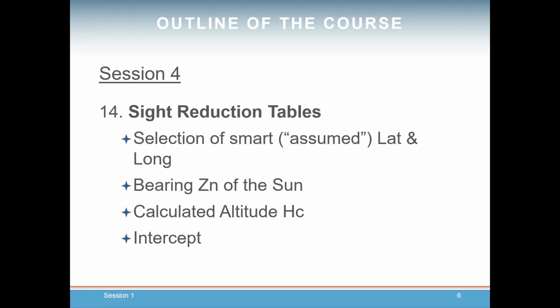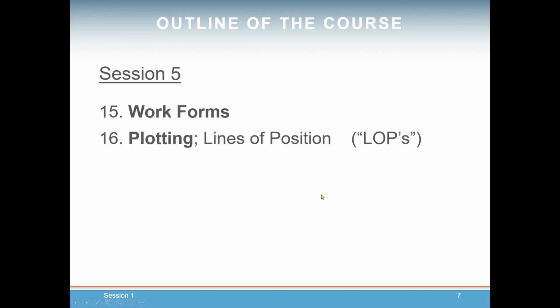Then we'll get into the sight reduction tables themselves and talk about selecting an assumed latitude and longitude, pulling out of the sight reduction tables the bearing of the sun and the calculated altitude, and finally the intercept. We'll then talk about work forms, which help to organize pulling all this data together so that you don't miss anything and eliminates a lot of mistakes. Finally, the end result is that we will plot a line of position for each sight, and using those lines of position, we'll be able to locate ourselves.